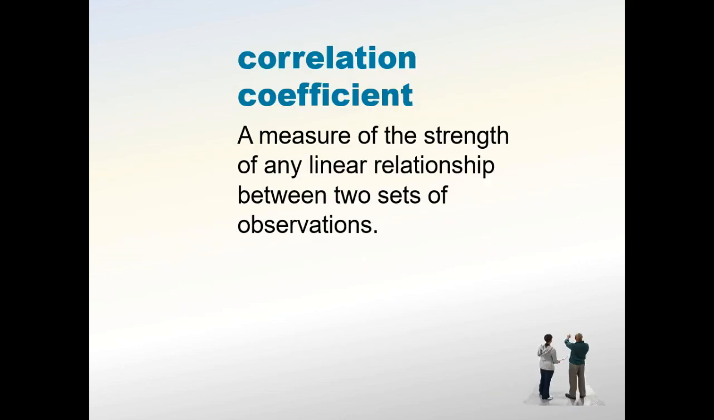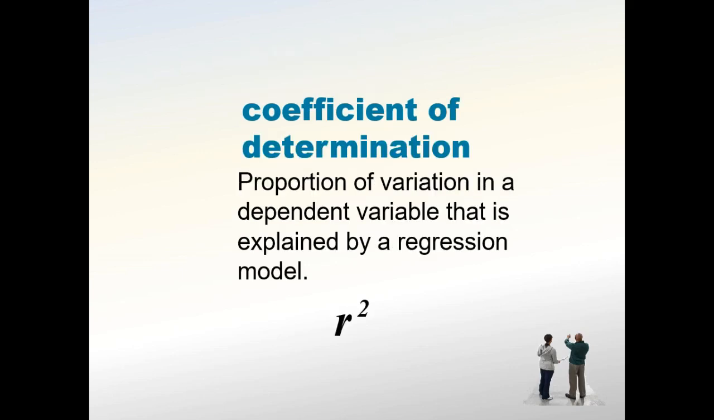A correlation coefficient is a value that expresses both the strength and direction of a linear relationship. It is a measure of strength of any linear relationship between two sets of observations. And another measure of strength of a linear relationship is its coefficient of determination, or R squared. A coefficient of determination is the proportion of variation in a dependent variable that is explained by a regression model.